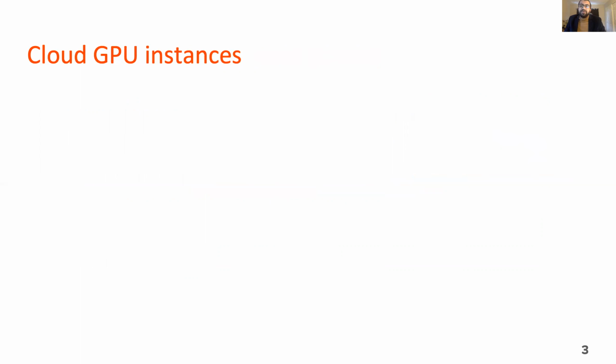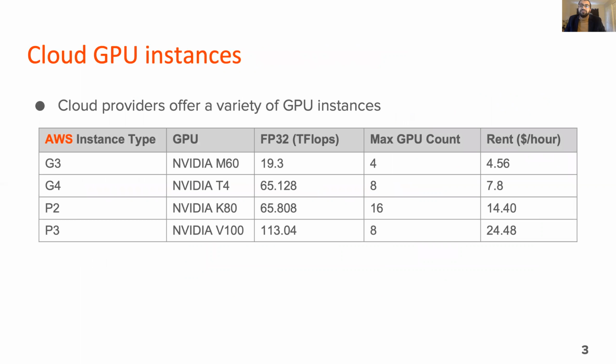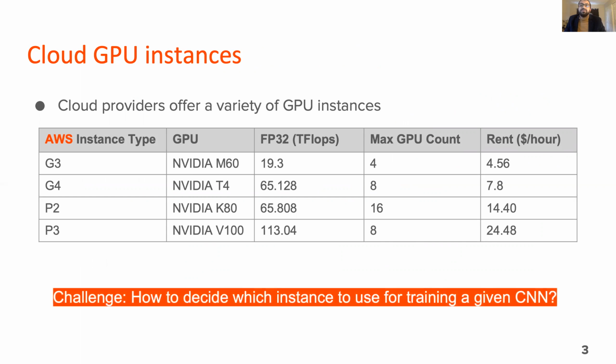Cloud providers typically offer a variety of GPU instances. Table shows some of the offerings from Amazon Web Services. Different GPU instances have different advantages. Deciding which GPU instance to use for a given model is not very straightforward.